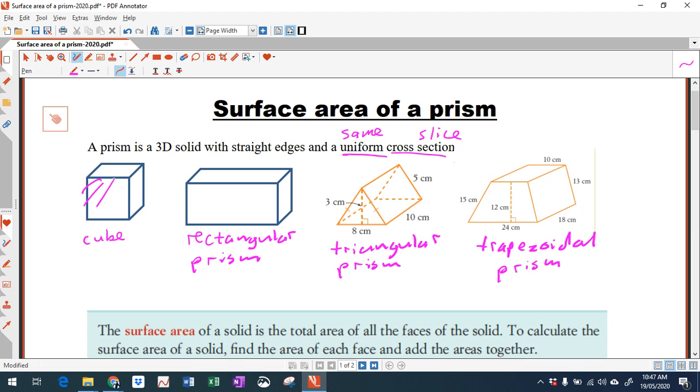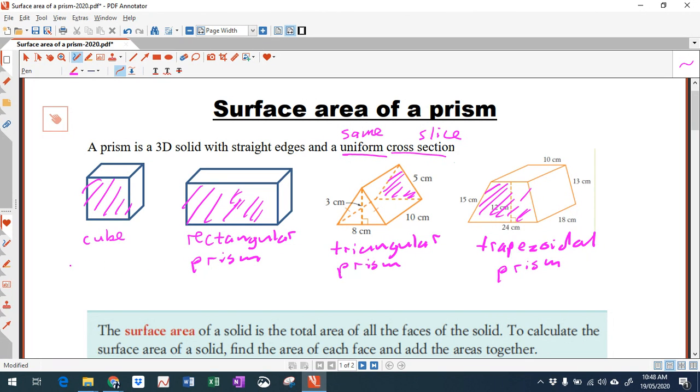So the uniform cross-section here is a square. We call it a cube. Here the uniform cross-section is a rectangle. We call it a rectangular prism. Here the uniform cross-section is a triangle. So we call this prism a triangular prism. And here the uniform cross-section is a trapezium. So we call it a trapezoidal prism.